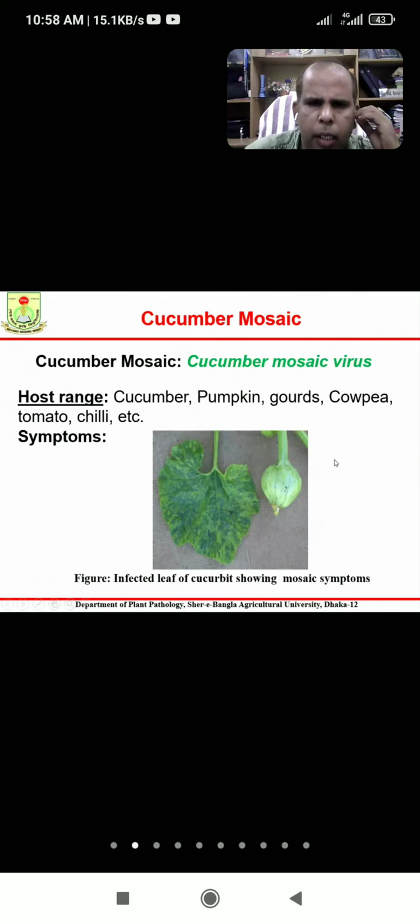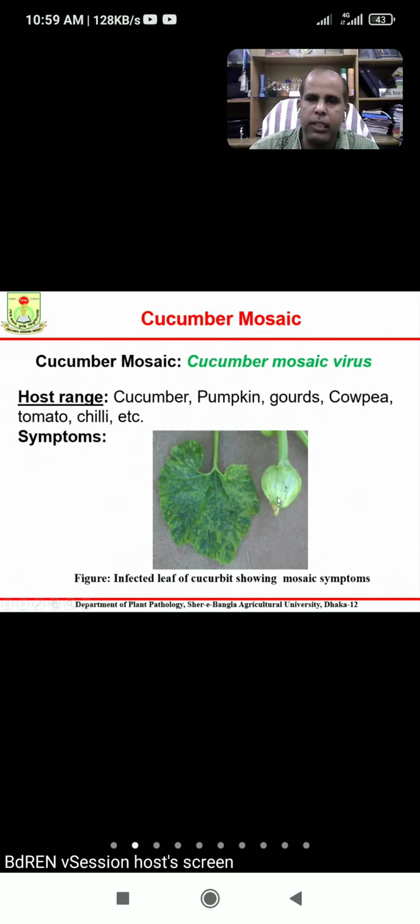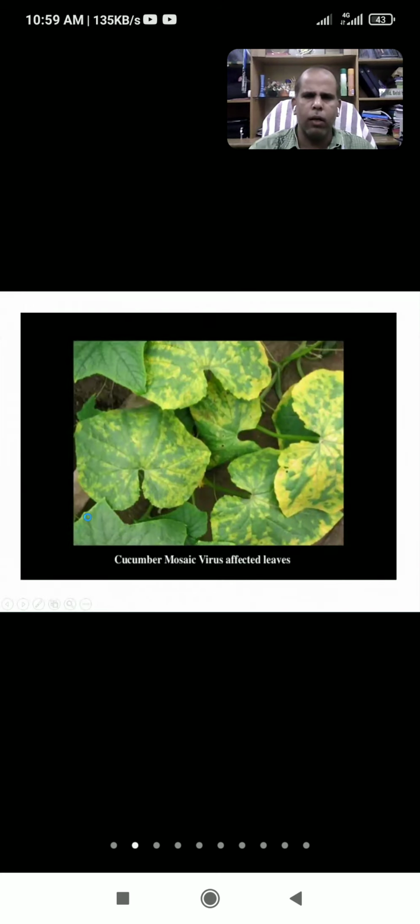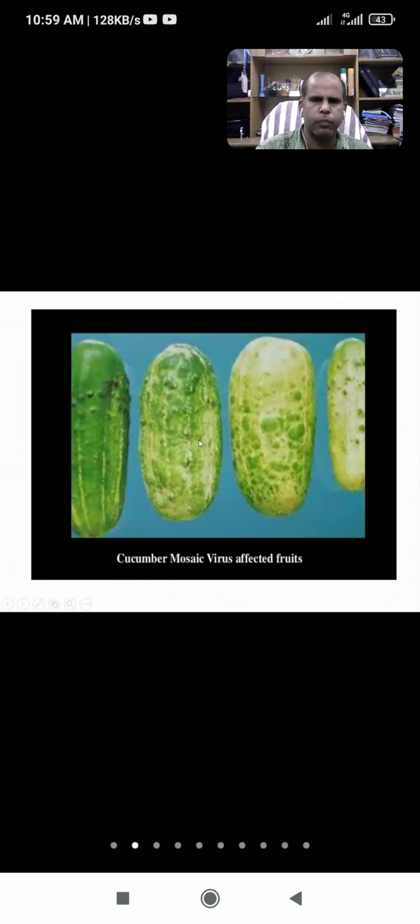From the infected plant, the fruits undergo mummification. Mummification means the fruit becomes hard and deformed in size. This is the fruit, and you can see this is due to the infection of the mosaic virus. If it is severely infected, this is the very typical symptom of the mosaic of cucumber, and the symptom also appears in the cucumber due to the viral infection.